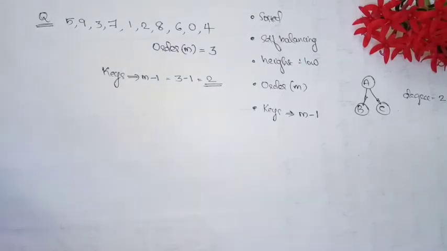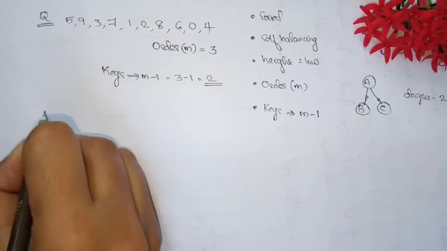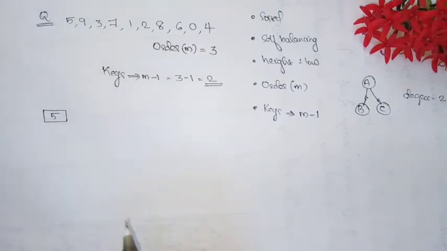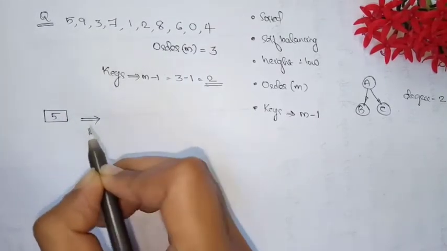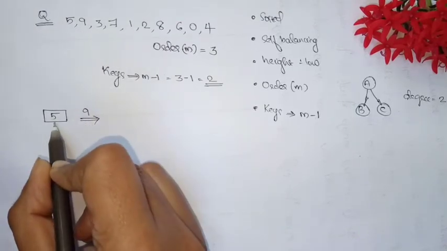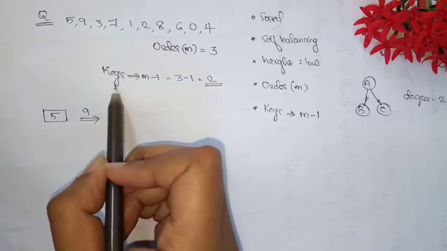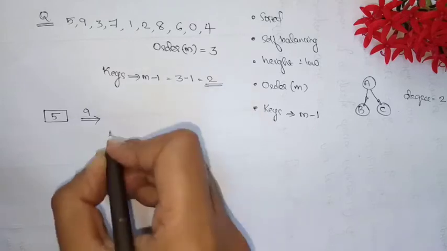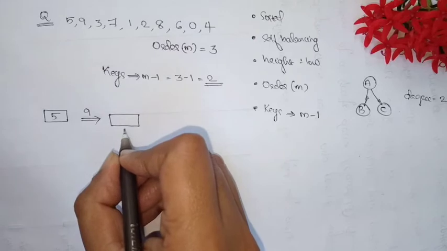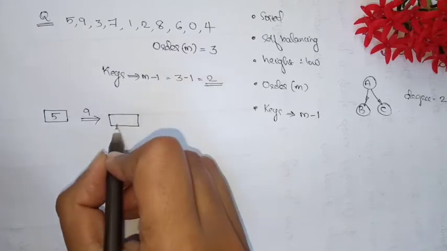Here I have taken the first value, that is 5, and I already inserted it into a B-tree as 5. Now to insert the second value 9, when we see this particular node 5, we know that a single node can store 2 key values. So if I store 5 and 9 in a single node, no problem at all, because a node can store a maximum of 2 keys.